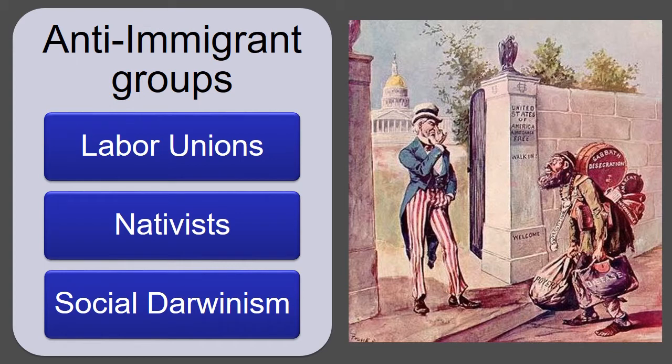Efforts to restrict immigration were supported by diverse groups, such as, number one, labor unions, which feared employers would use immigrants to lower wages and break strikes. Two, nativist societies like the American Protective Association, which was openly prejudiced against Roman Catholics. And three, social Darwinists, who viewed the new immigrants as biologically inferior to English and Germanic stocks.